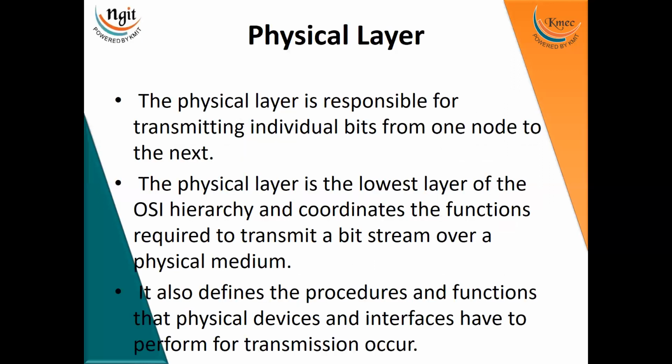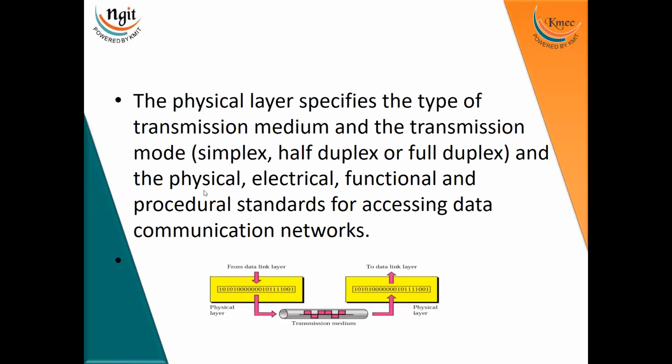Next, what is the work of the physical layer? The physical layer is responsible for transmitting individual bits from one node to another. This physical layer is the lowest layer of the OSI hierarchy, and it coordinates the functions required to transmit a bit stream over a physical medium. It transmits the data like this, and specifies the type of transmission medium and the transmission mode: simplex, half duplex, or full duplex.